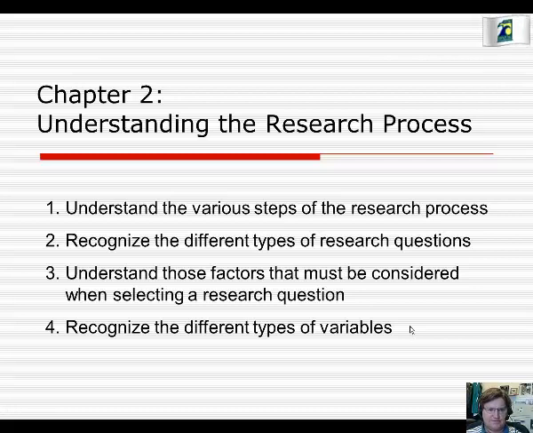Hello everyone, this is the lecture on understanding the research process. We have four main objectives for this lecture. Number one, to try and understand the various steps of the research process.